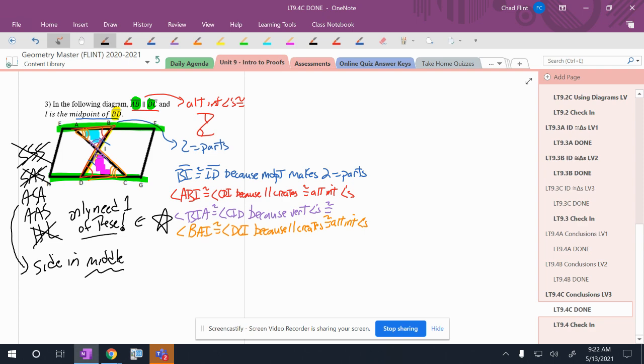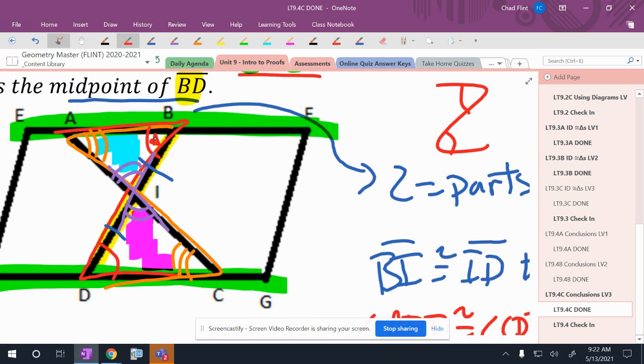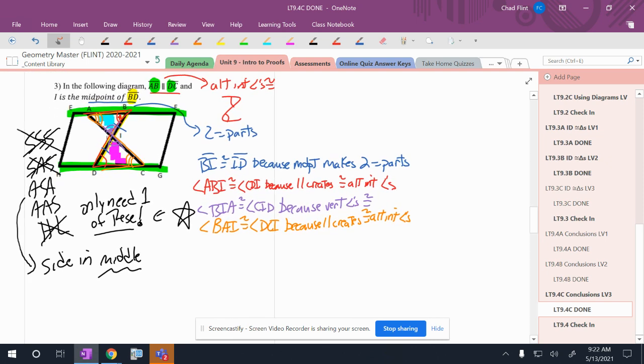Okay. Now, this is where I got to look. If I have red and purple, all right, let me zoom back in here. If I have red and purple, then the side is in the middle. If I have red and orange, it's not. If I have orange and purple, it's not. So if I have red and purple, I am going to have angle, side, angle. So I'm going to put red plus purple. I have angle, side, angle.